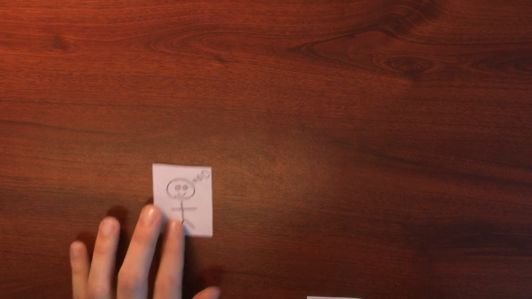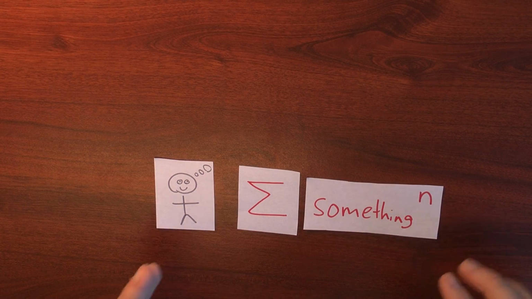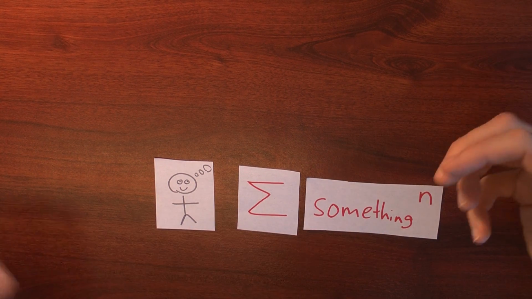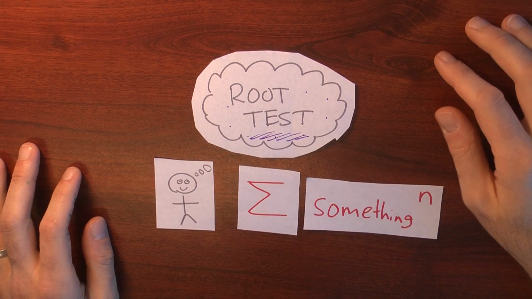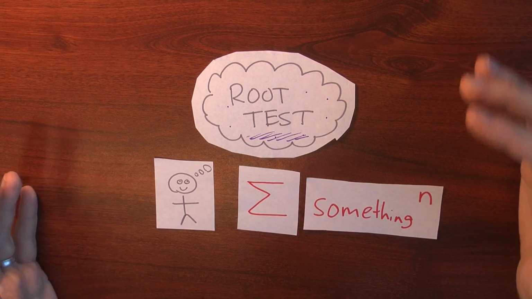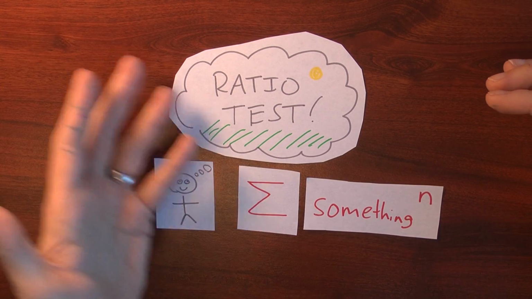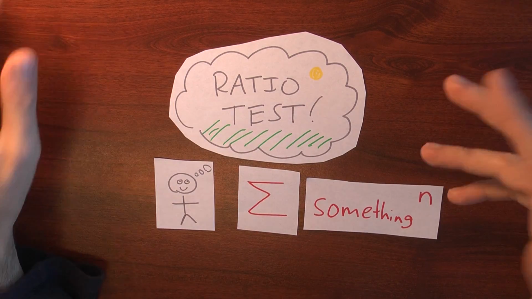Well, here's what happens. People go out in the world and they're given series problems, and sometimes those series involve something to the nth power. And people see, ooh, it's something to the nth power, I'm going to apply the root test, because then I'll get rid of the nth power. And yeah, that's true, but you could also have applied the ratio test. And the ratio test is good not just when you've got powers, but also when you've got factorials floating around.